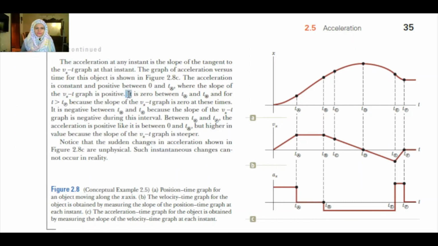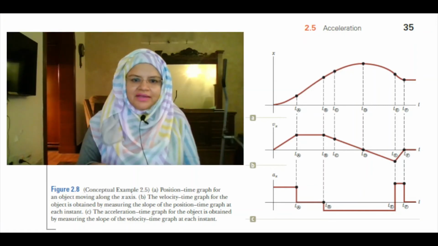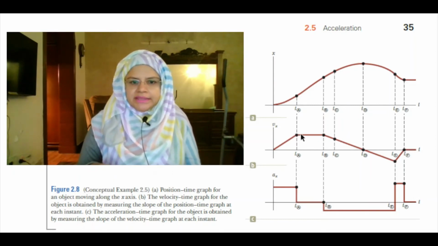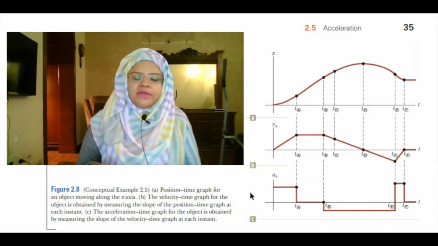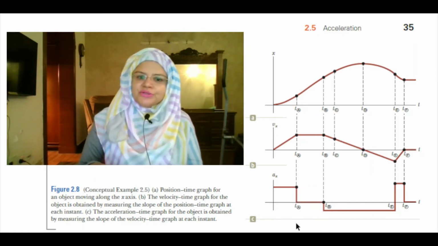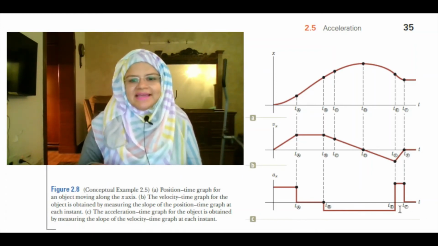It is 0 between ta and tb and for t greater than tf because the slope of the vxt graph is 0 at these times. If we look at figure 2.8b, the velocity time graph, we see that between the points ta and tb the slope is 0, and for points greater than tf the slope is 0. Therefore, the acceleration time graph in figure 2.8c shows that the acceleration is 0 between the points ta and tb and for the points greater than tf.